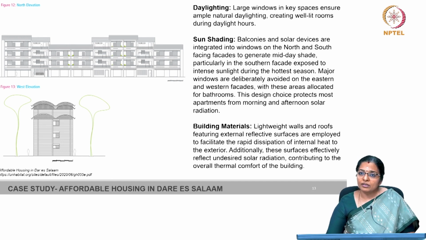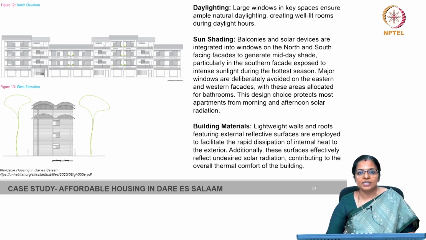The building materials contribute to thermal comfort because they have used lightweight walls and roofs with external reflective surfaces, which is exactly the opposite strategy that is being used in Jaisalmer, which is a hot dry climate, and therefore these surfaces also effectively reflect undesired solar radiation, enhancing the overall thermal performance of the building.